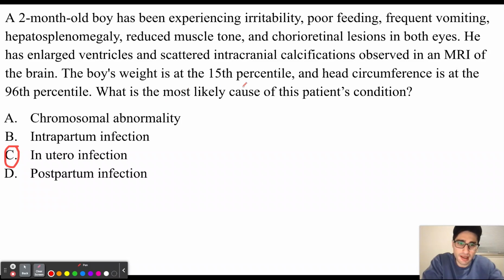So this patient, as we said, is presenting with classic signs of congenital toxo infection. Remember, the mnemonic Chicago is toxic, so the C was for chorioretinitis. Here we see chorioretinal lesions in both eyes. The H was for hydrocephalus. We see that the head circumference was enlarged, which is a sign of hydrocephalus, as well as the frequent vomiting, which indicates an increase in intracranial pressure. And the I was for intracranial calcifications.